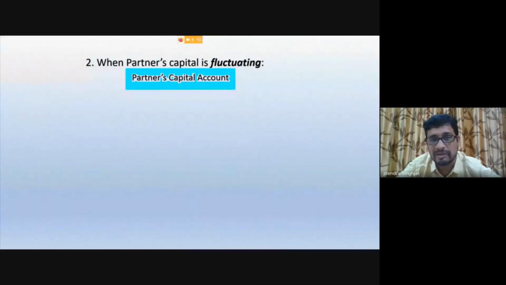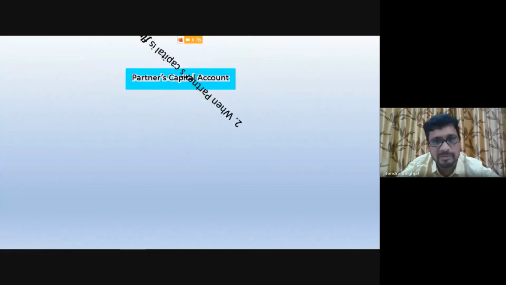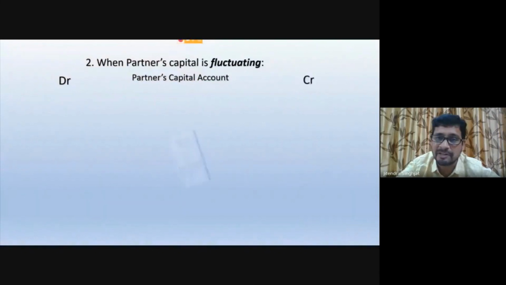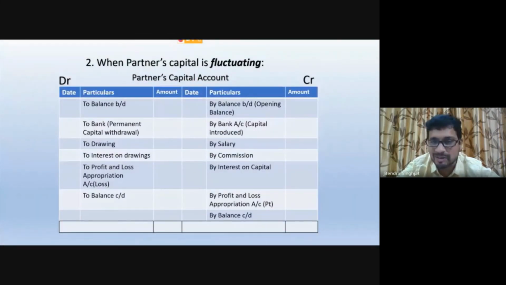See children, when partner's capital is fluctuating, only one account is to be prepared, and that is partner's capital account. Under fixed, capital account and current account, two are prepared. Under fluctuating, only one is prepared. Under this capital account, both the accounts are merged. How is it merged? Let us see, children. I have prepared it here for all of you. See, you can see here.